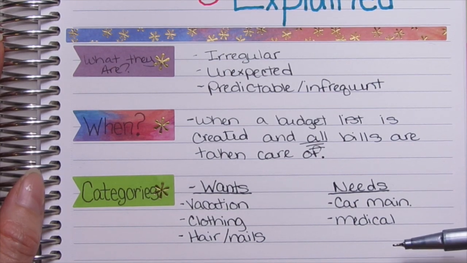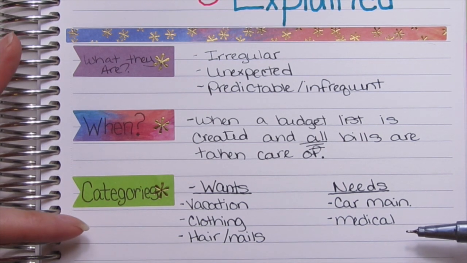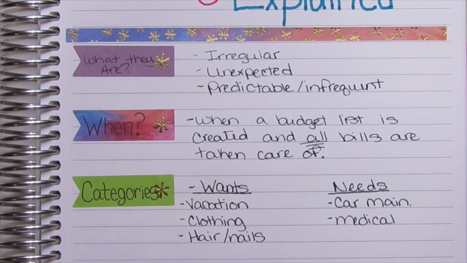So those are just a few categories that I guess are pretty common ones. Again, this is completely up to you. I mean, everybody has their own wants, their own needs, so it's completely customizable. So I guess a few of my sinking funds, or I guess all of mine, I have medical, car maintenance, vacation, savings, and then I also have gifts, hygiene, kids, and I think that is it.